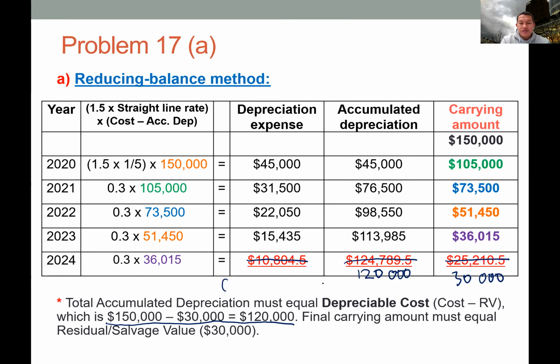So we have to replace this by simply taking the difference between the depreciable value, so 120,000, minus the accumulated depreciation up to one year before the final year, so 113,985. Then the correct depreciation expense in the final year should be the difference, which is 6,015. So you have to be careful in the final year if you use the reducing balance method.